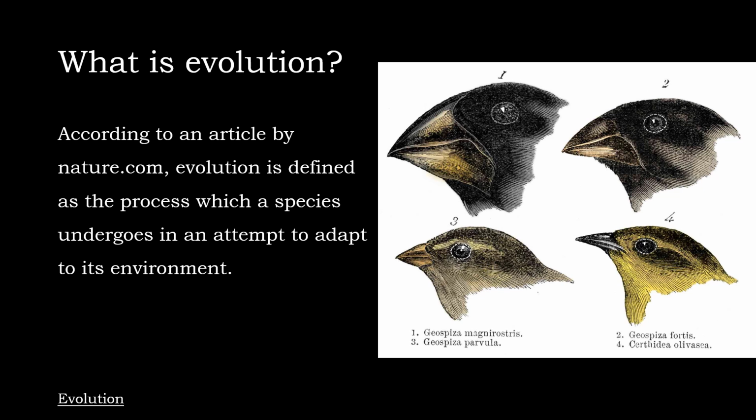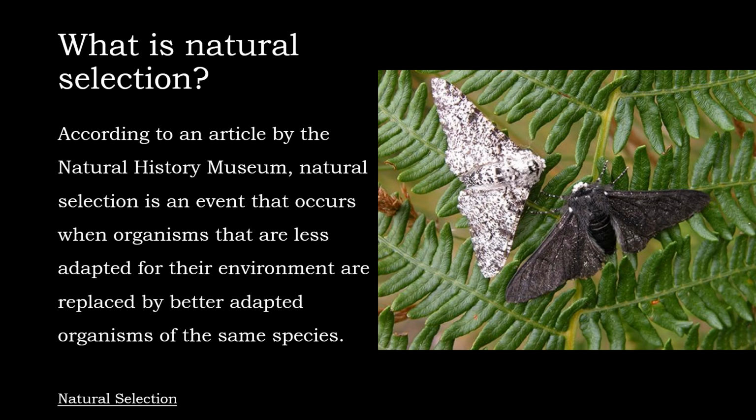The image on the right here is a picture of Darwinian finches, each of which have evolved to fit into their own individual niches. What is natural selection? According to an article by the Natural History Museum, natural selection is an event that occurs when organisms less adapted for their environment are replaced by better adapted organisms of the same species. The image here on the right is an image of a moth that has recently undergone natural selection to become darker. That is a result of industrialization in its environment.